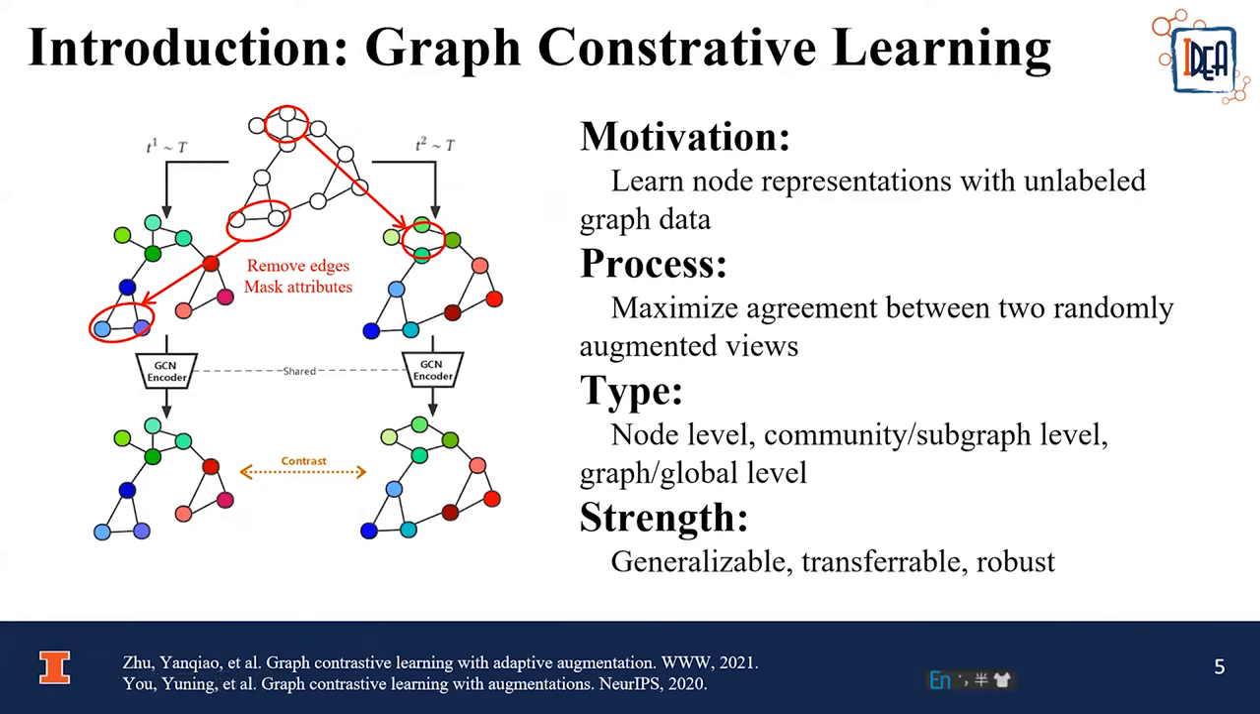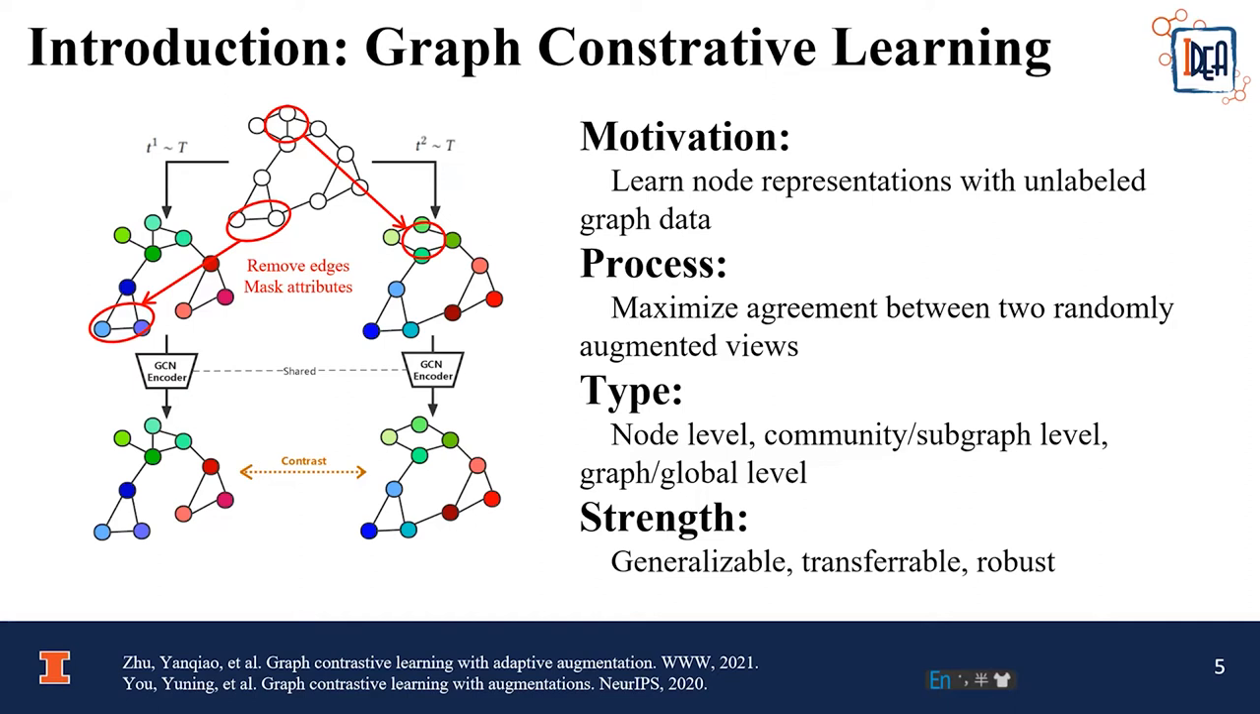The existing method for unsupervised learning of node representations is a kind of method called graph contrastive learning, or GCL for short. The motivation of this kind of method is to maximize the agreement between two randomly augmented views, just as what we show in the left diagrams.